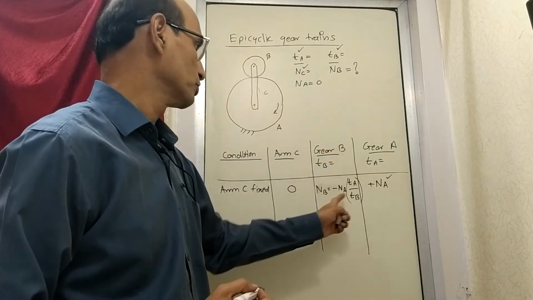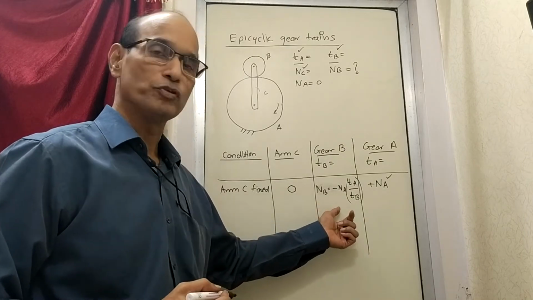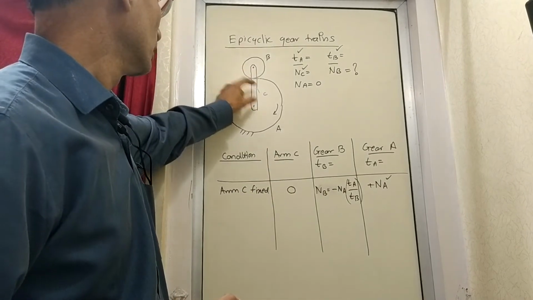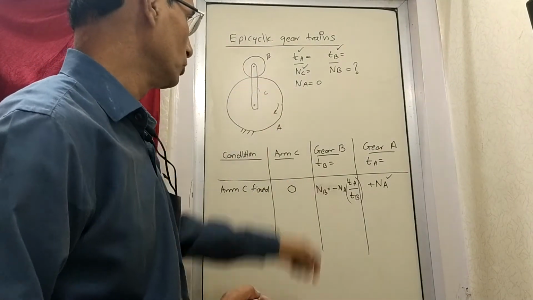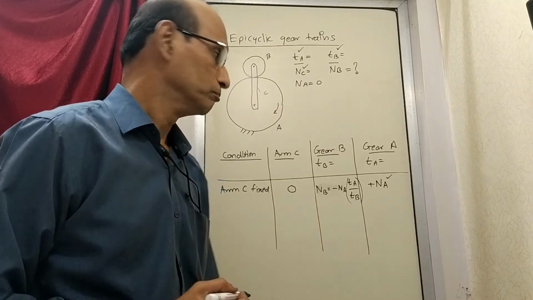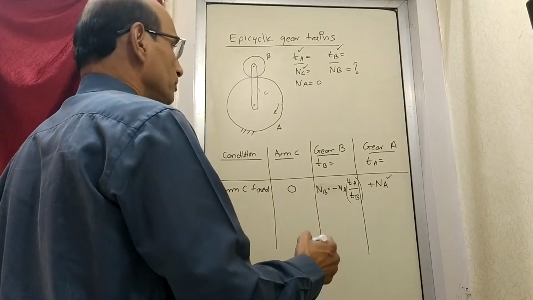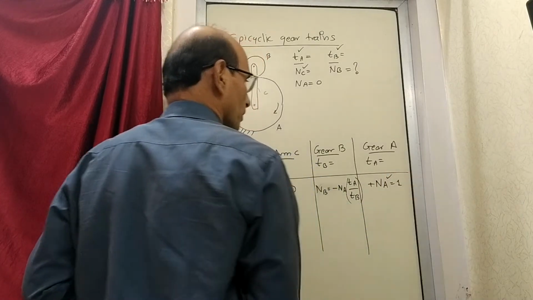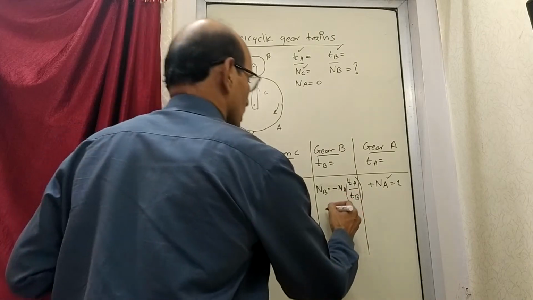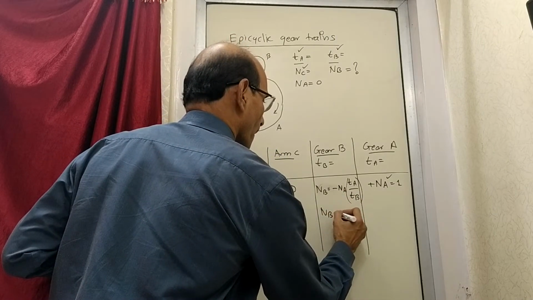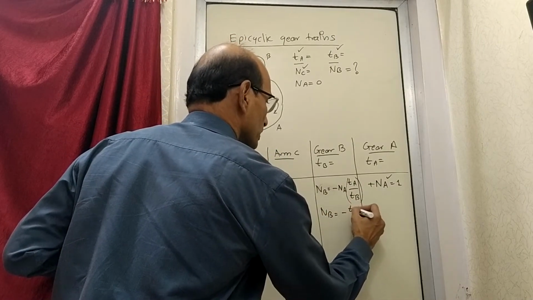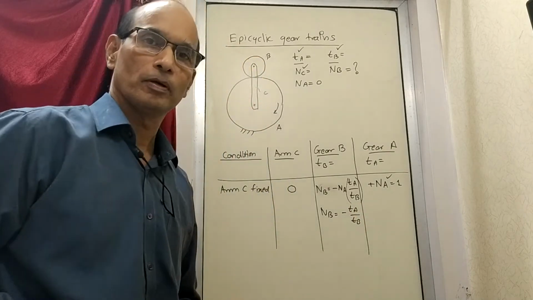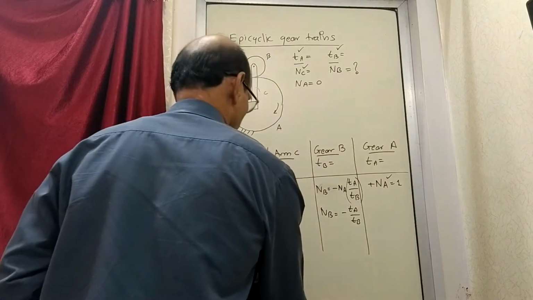So if you have these values, you will be able to find out the speed V, which has a negative sign. This is happening when R is fixed and you are providing some speed to gear A. Now if gear A is given speed 1, that means NA is equal to 1, then NB becomes minus TA upon TB. So this is the first step.